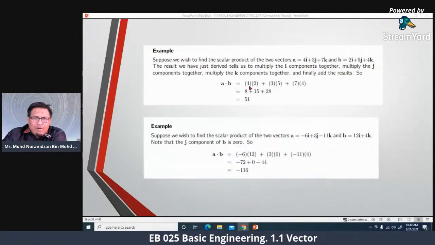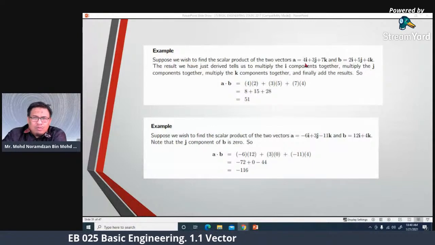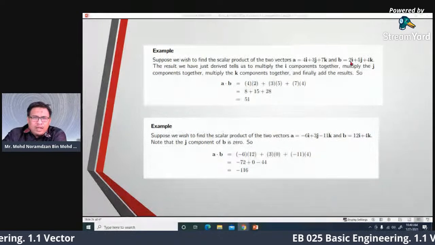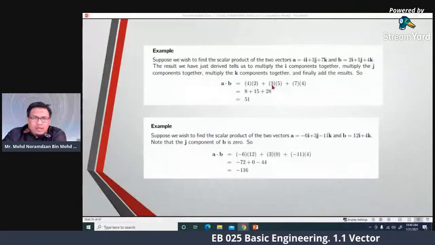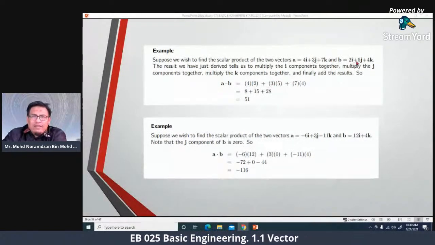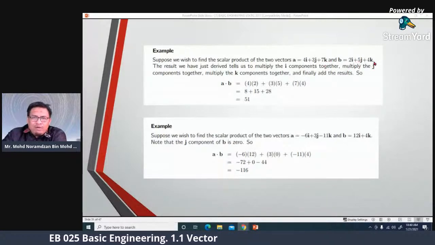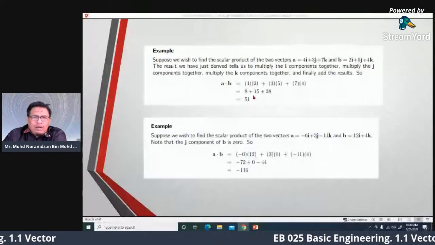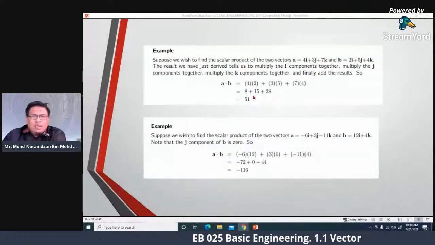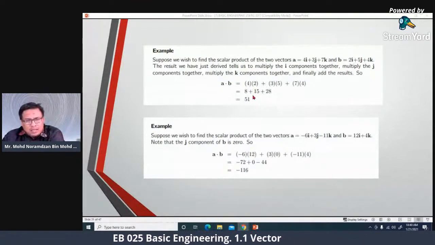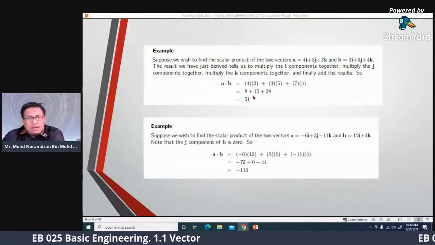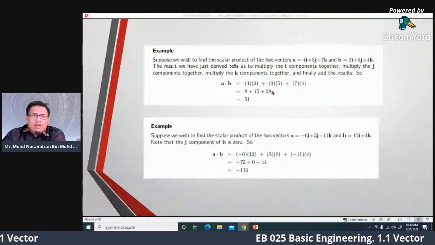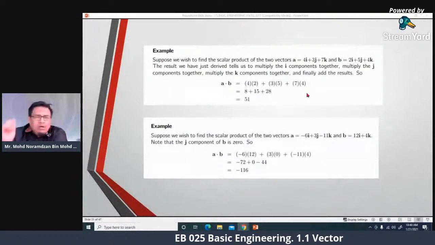A is 4 times 2 from B, plus 3 times 5, plus 7 times 4. So 8 plus 15 plus 28. You don't need cos theta because they don't give you the angle theta. If they give you the coordinates, for A dot B you don't need to multiply by cos theta.